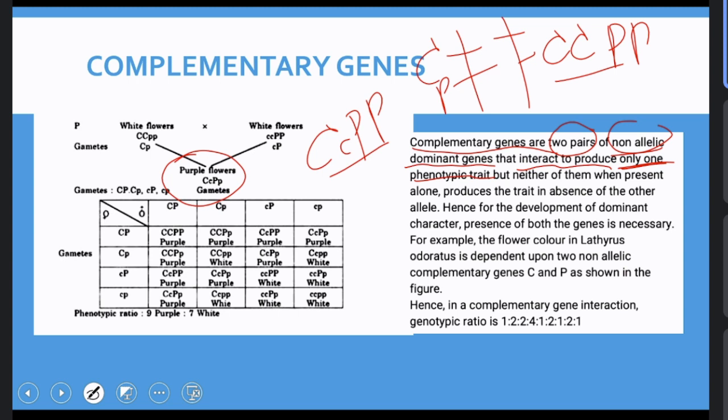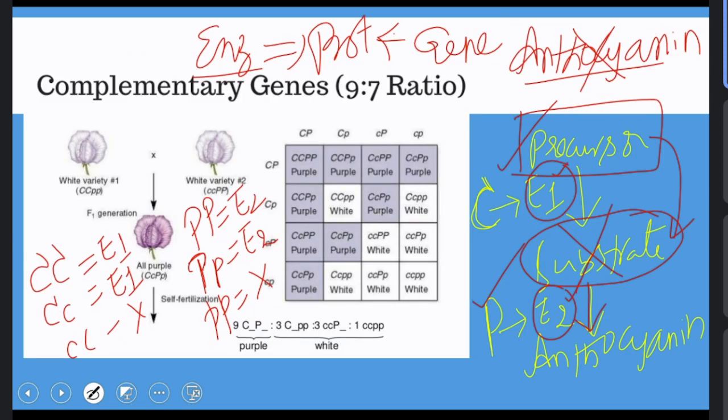So they interact to produce only one phenotypic trait, but neither of them, when present alone, produces the trait in the absence of the other allele. If only one is present in dominant state and the other is in recessive state, this purple color cannot be produced. So with respect to purple color, these genes are called complementary genes. And the ratio is 9:7, which you have to remember.